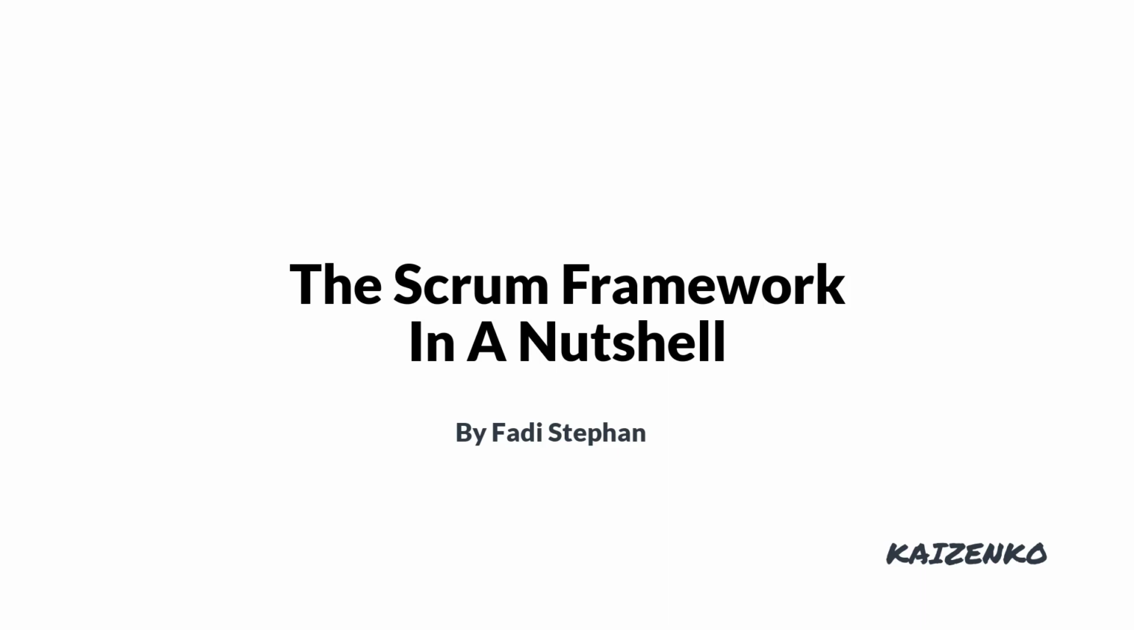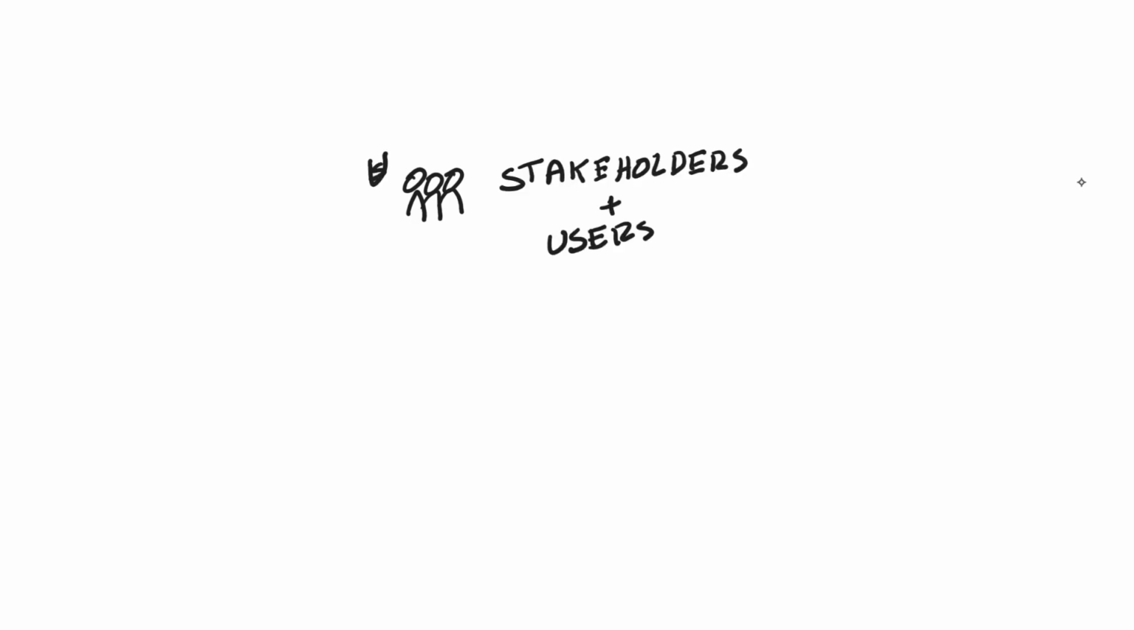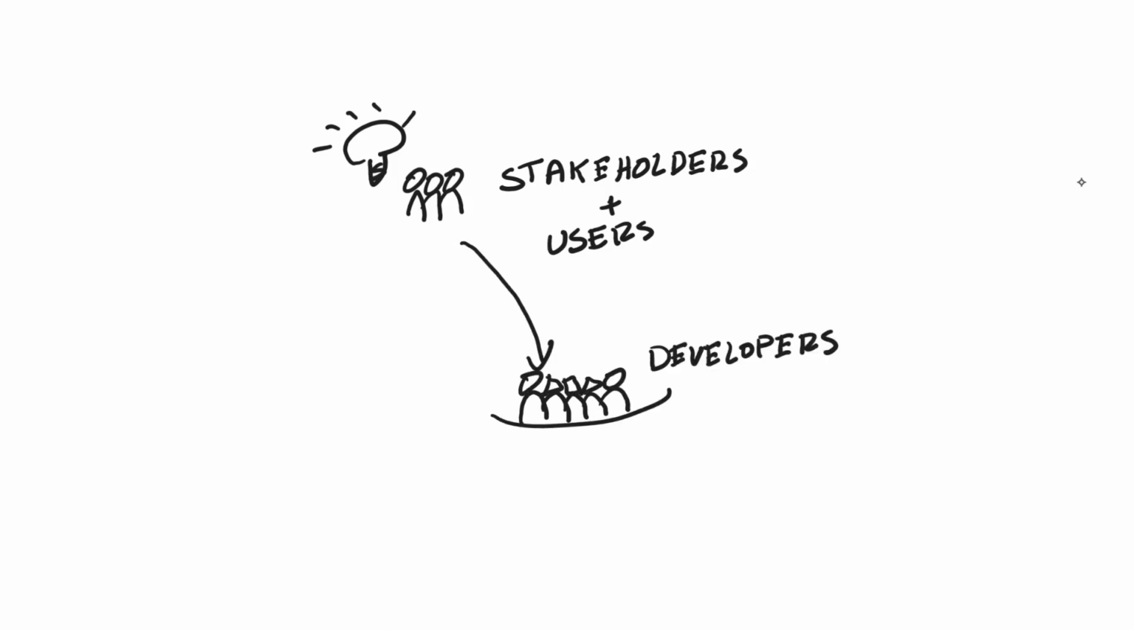Scrum is a framework for developing, delivering, and sustaining complex products. It all starts out with our stakeholders, customers, and users that have an idea about a product they need and want developed. They collaborate directly with developers to turn this idea into reality. Developers in Scrum are not just programmers. They are part of a self-managing and cross-functional team with all the necessary skills to take a concept or idea and convert it into a working product.